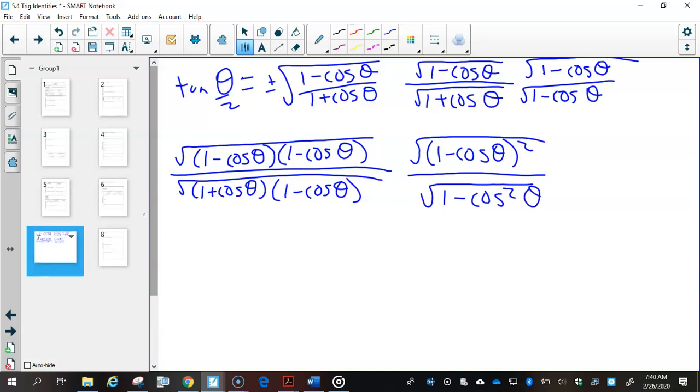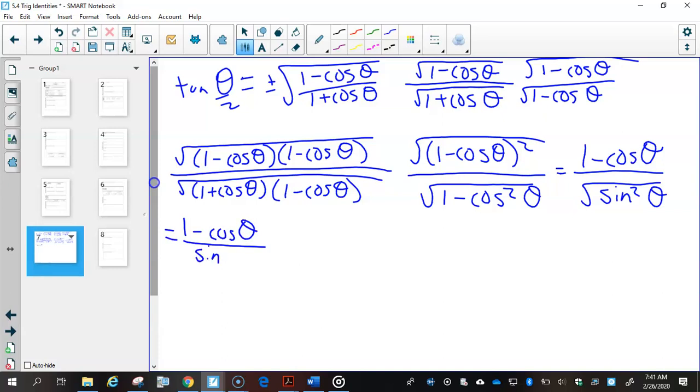From here, things start to change. My square and my square root cancel. Here, I know that 1 minus cosine squared is sine squared. And then again, my square root and my square cancel. That's your second tangent half-angle formula.